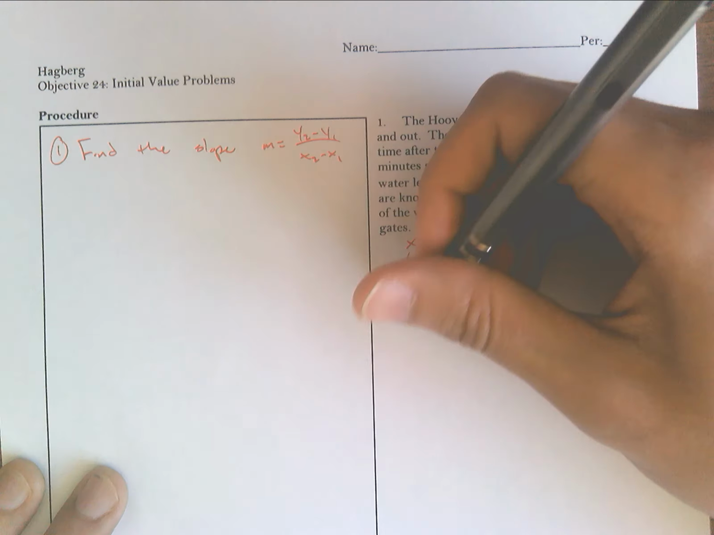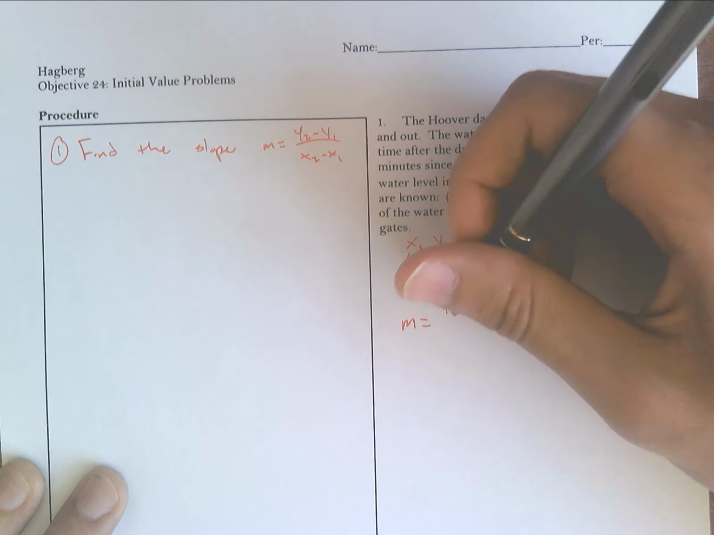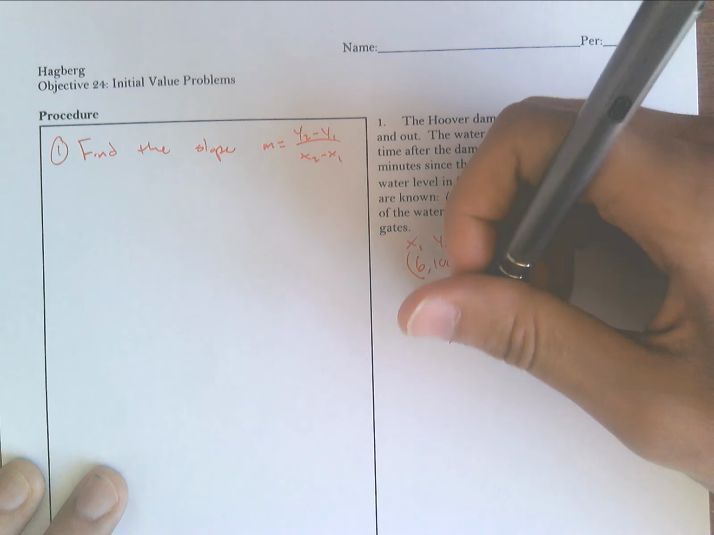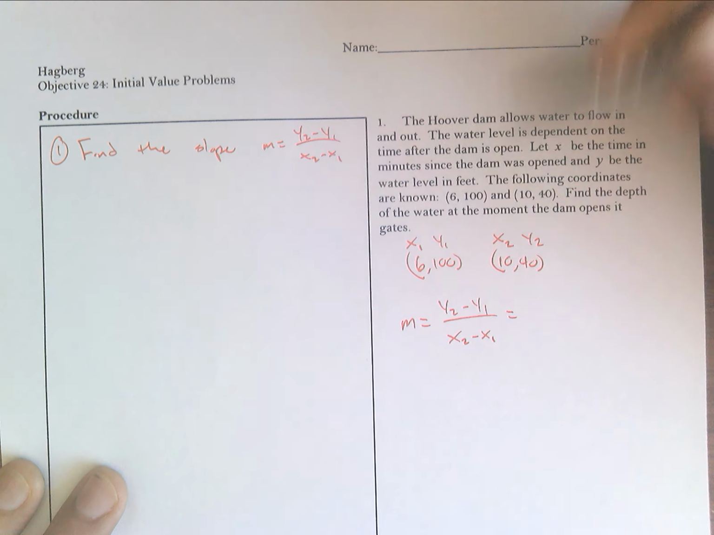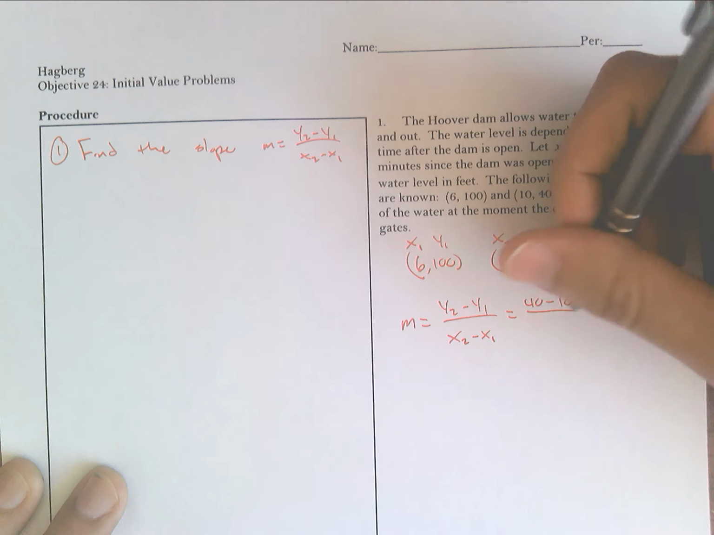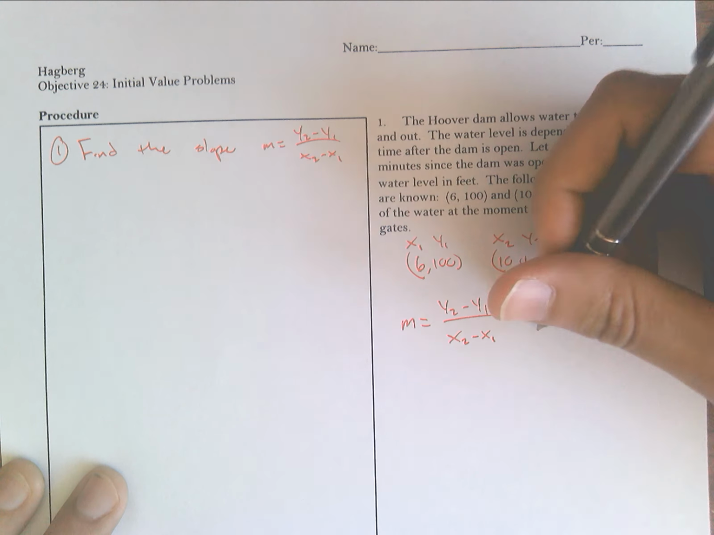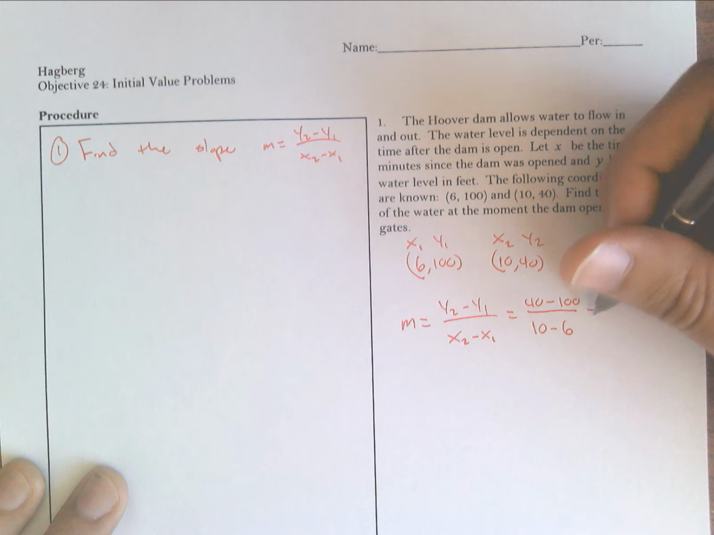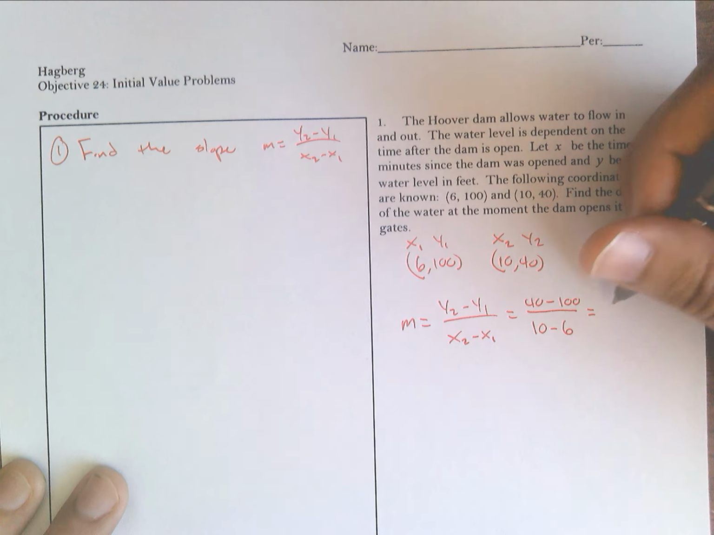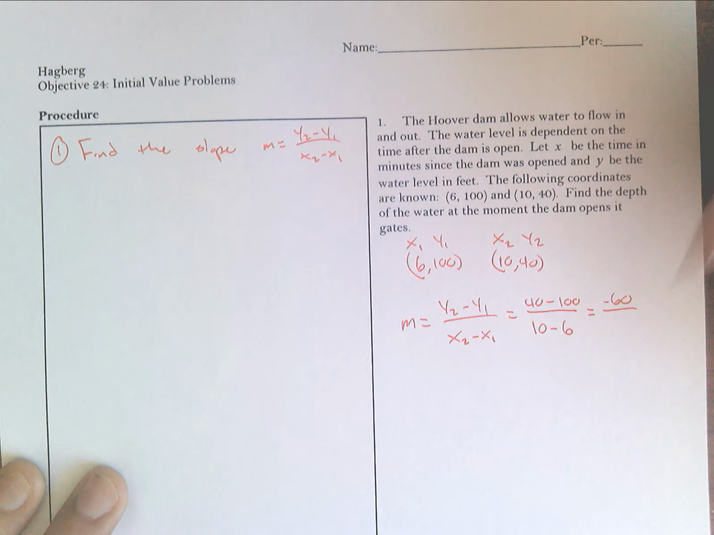To find the slope, we use our formula y2 minus y1 over x2 minus x1. y2 is 40, y1 is 100, so 40 minus 100. x2 is 10, x1 is 6, so 10 minus 6. 40 minus 100 is negative 60, and 10 minus 6 is 4. Negative 60 divided by 4 is negative 15. So this is our slope.